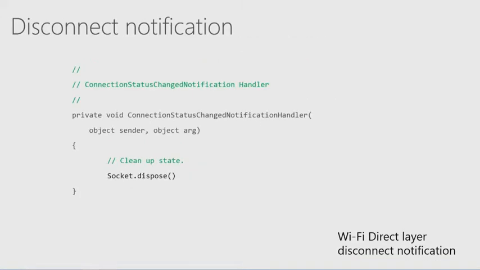Couple of slides back, we registered for a notification handler to watch out for disconnects. Here in our sample, when the notification handler fires, we just close the socket. You in your app could choose to show a message to the user or even ask them if they wanted to reconnect.